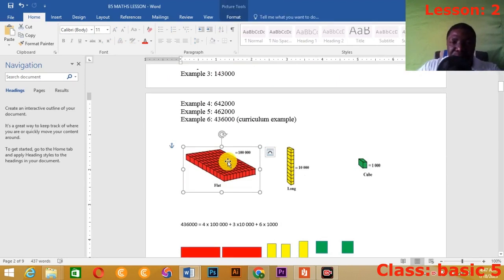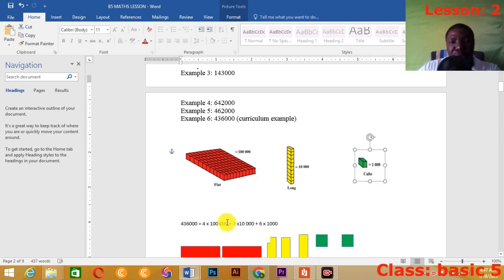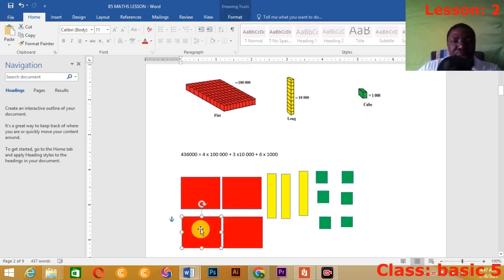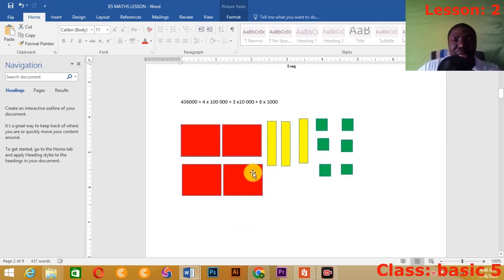Remember, if you are drawing this, it will take you time to draw it in your exercise book. So you have to go with this, okay? Use the square, use this rod, and use that as a cube, but still represent it with the same figure: a flat is 100,000, the long or rod is 10,000 and the cube represents 1,000. Are we clear? So that's what we did in our first lesson.